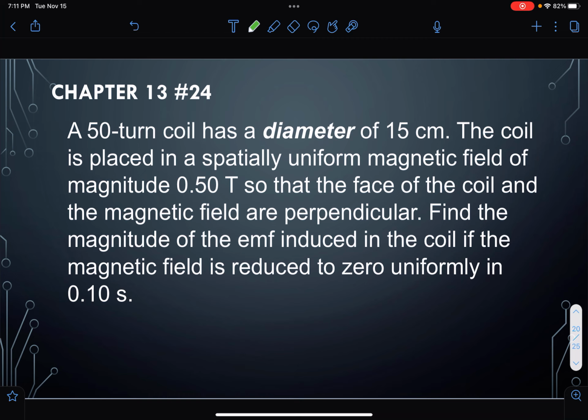I'm just going to go ahead and work through this one. This one has a diameter, not a radius, and then we're going to need to know our area. So our area of a circle is pi r squared, but it's r, not d. The change in magnetic field is going from 0.5 down to 0. So 0 minus 0.5 is negative 0.5.